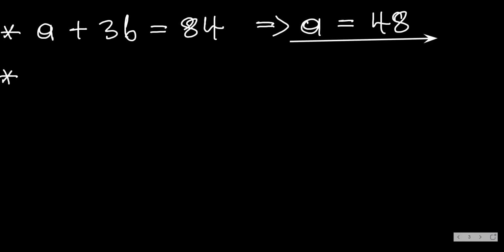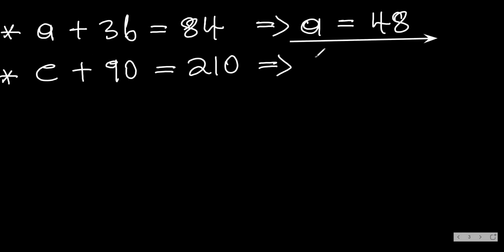Then you come back and you find C. You know F. If you take C and you add it to F, which is 90, this will be set equal to 210. So then, what is the value of C? It's 210 minus 90, which is 120.